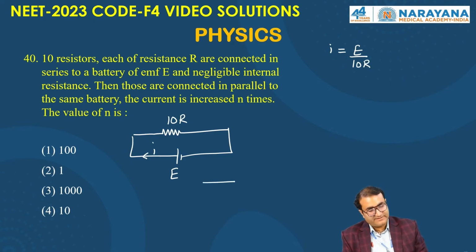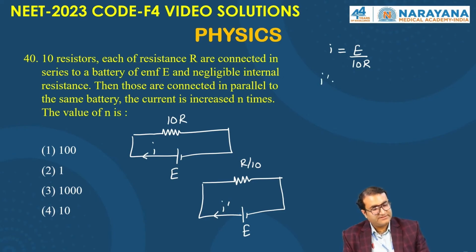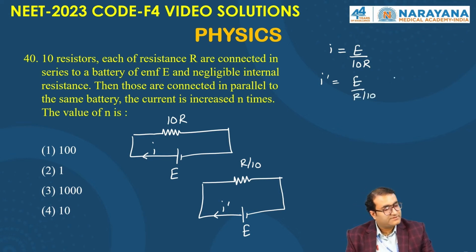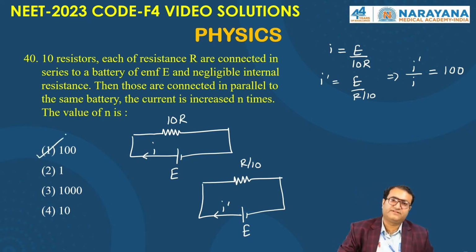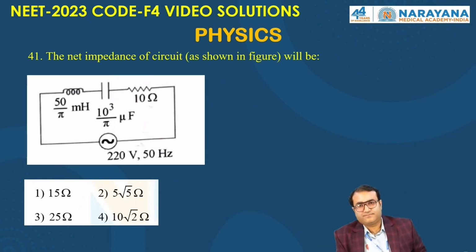When they are connected in parallel, this is R by 10. EMF is E. Current is I dash. We can write I dash is equal to E by R by 10. Divide both the equations, second equation by the first equation. I dash by I will be equal to 100. And n is the ratio of their current, it is 100.